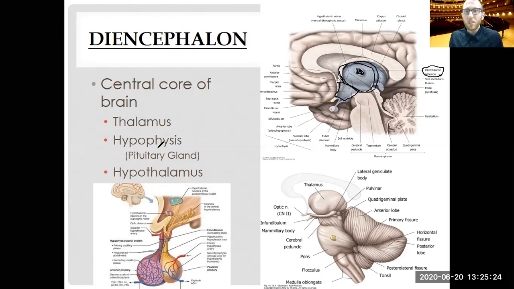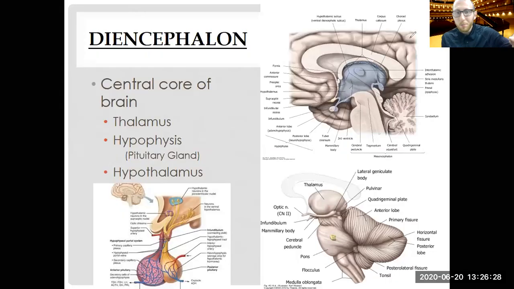Now you'll notice pituitary has a fancy scientific name that you definitely will want to use, and that's hypophysis. Hypophysis means both the anterior and posterior pituitary. There's a front one and a back one. Together they're called the hypophysis.